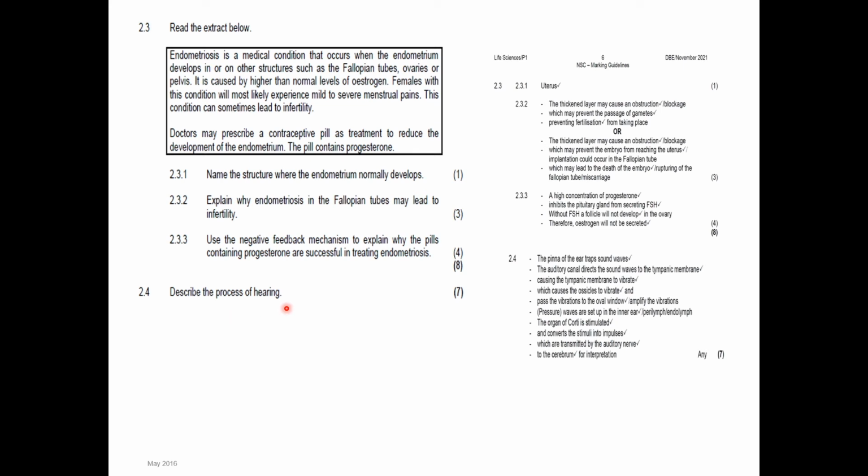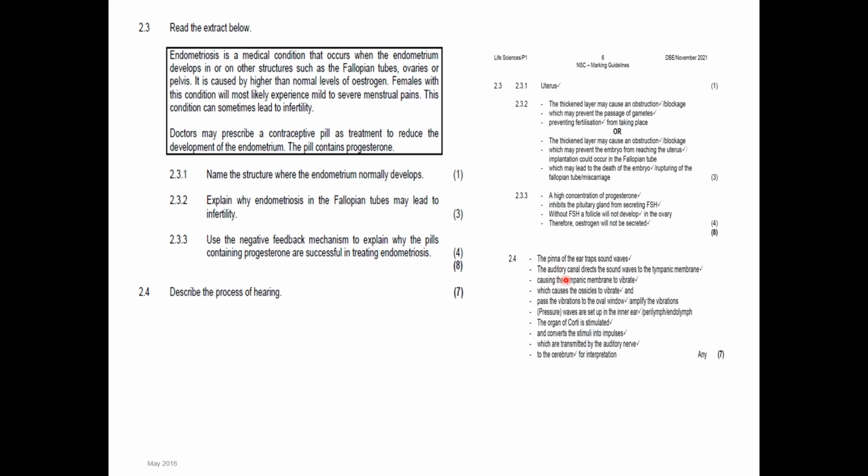Then 2.4, completely different from reproduction, the process of hearing. Now, here you must know the pinna of the ear traps sound waves. The auditory canal directs the sound waves to the tympanic membrane. The tympanic membrane vibrates, which causes the ossicles to vibrate. When the ossicles vibrate, these vibrations go to the oval window, which makes the perilymph vibrate, the endolymph vibrate, then the organ of Corti is stimulated, and then the stimulus is converted to impulses, which are transmitted by the auditory nerve to the cerebrum.